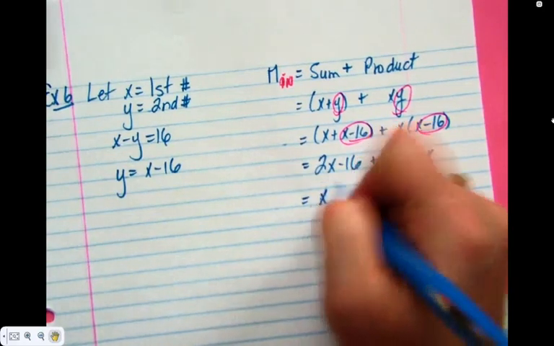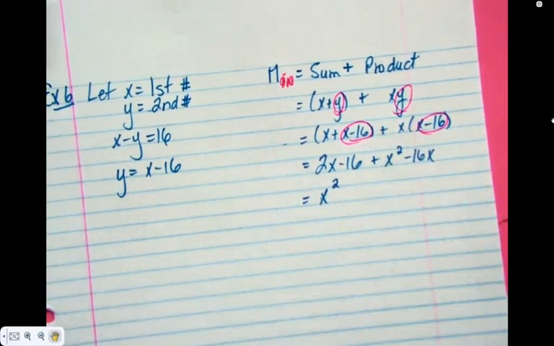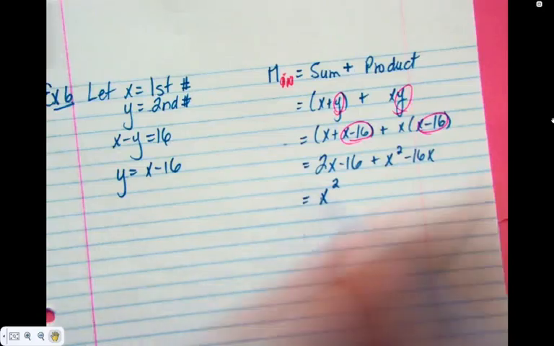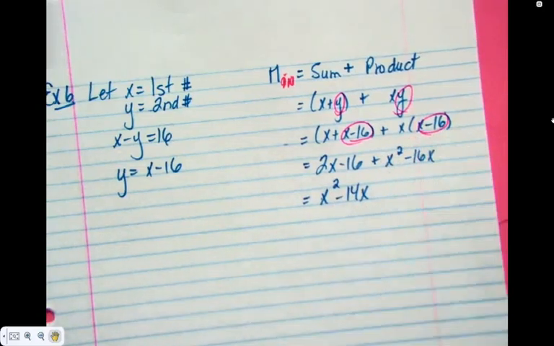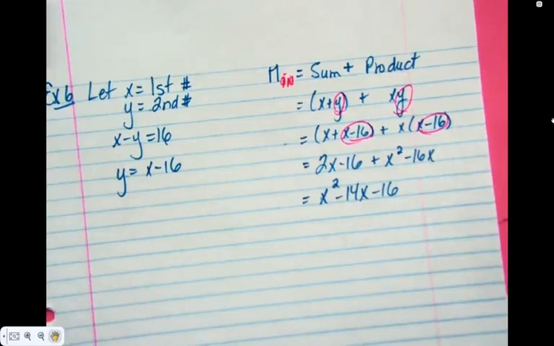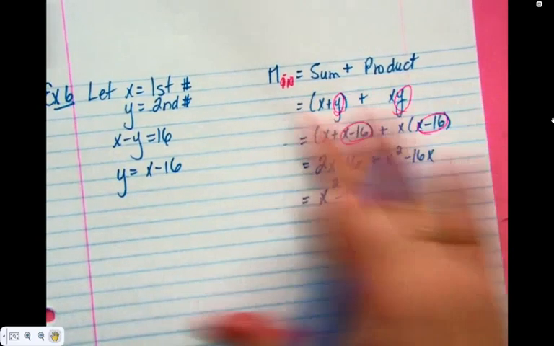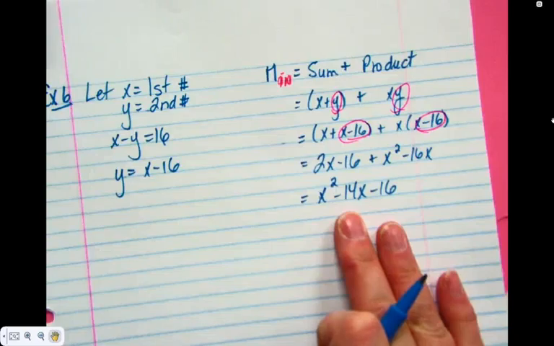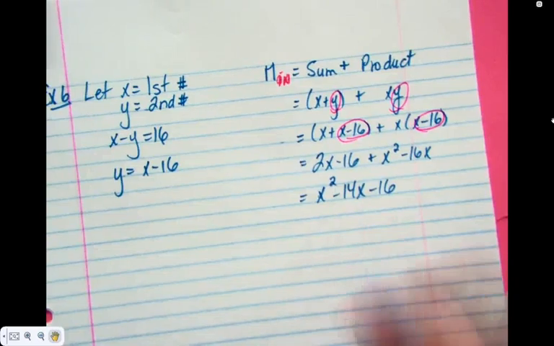I'm going to put the x squared first. How many x's do we have? And the constant? So even though I started with something really complicated, it still simplifies just down to a regular parabola. Okay, complete the square.